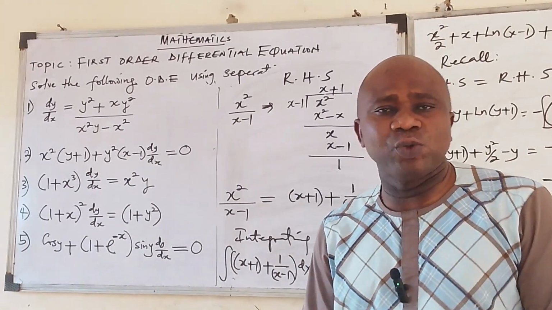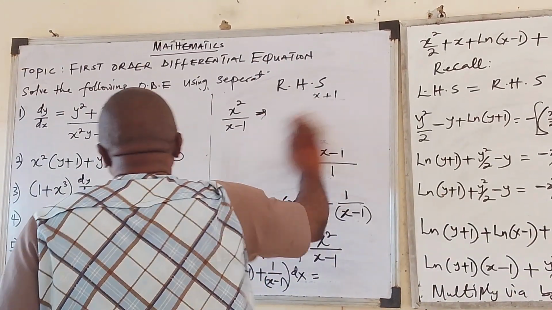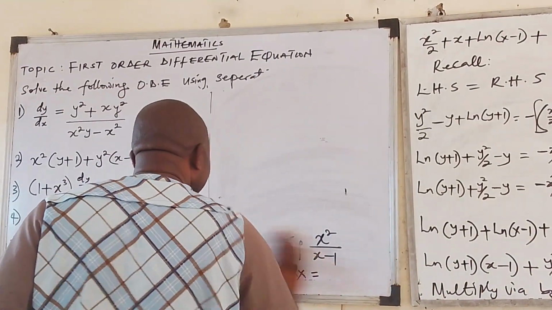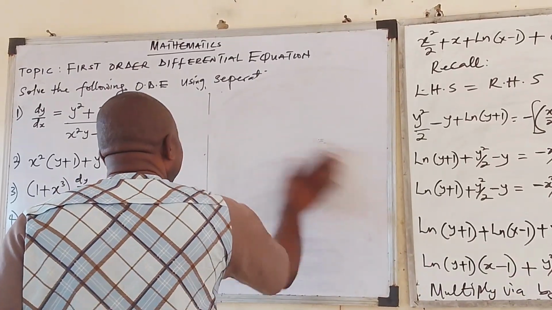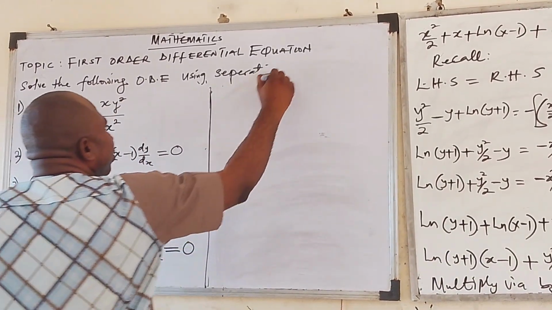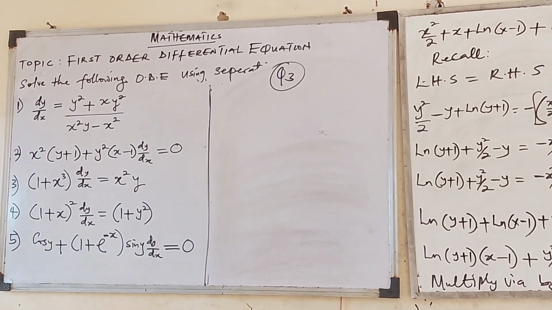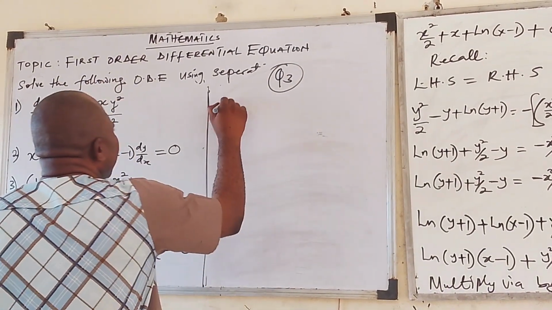Yes, so that's question number 2. Now we're going to move straight to question number 3. We have seen question number 1 and question number 2. Now let's look at question number 3. For question number 3, we have (1 plus x cubed) dy/dx equal to x squared y.